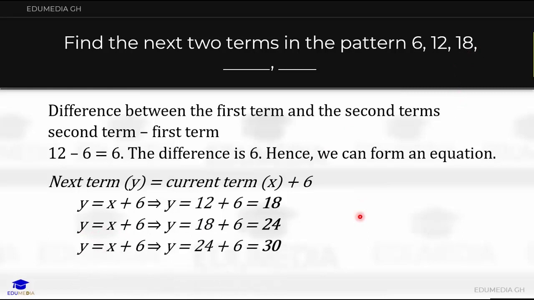So we have y equals x plus 6, and y is what we are looking for. 24 plus 6. 24 is the current term, what we obtained here, plus 6, that is 30. So we have 30 here, that's the last term. Therefore, the answer is 24 and 30.